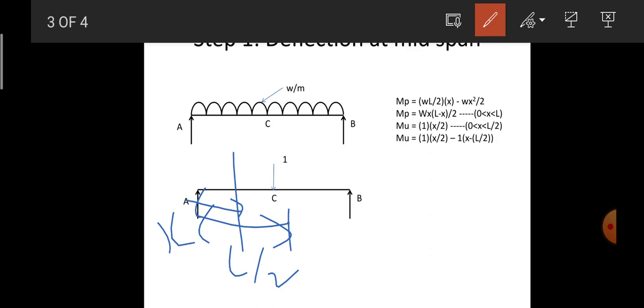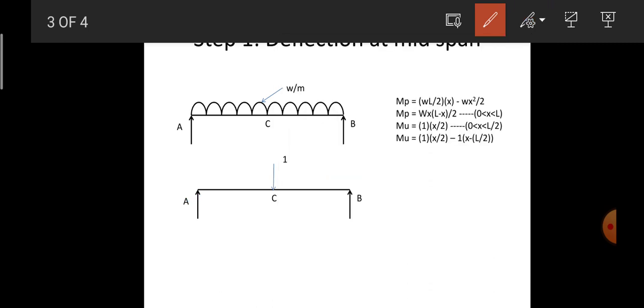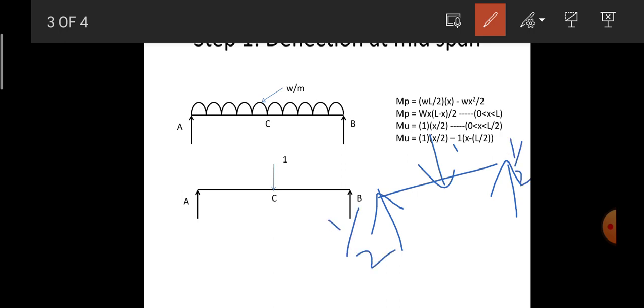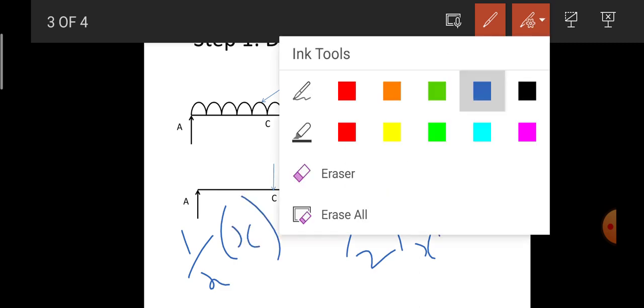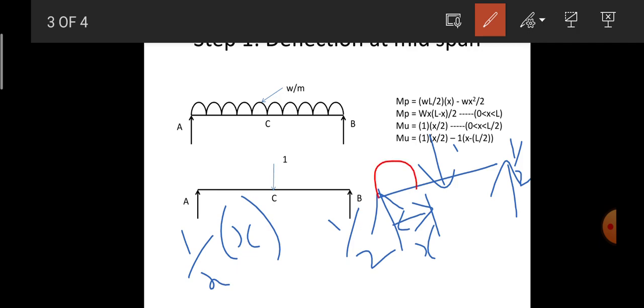So therefore this is equal to 1 into L by 2. I repeat it once again. Here I have the unit load of magnitude equal to 1, so the support reactions will be 1 by 2 and 1 by 2. The distance is equal to x, so the moment will be equal to 1 by 2 times x, that is VA into x. This is considered positive because it is in the clockwise direction.